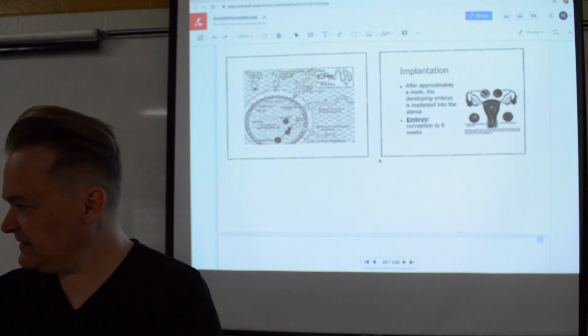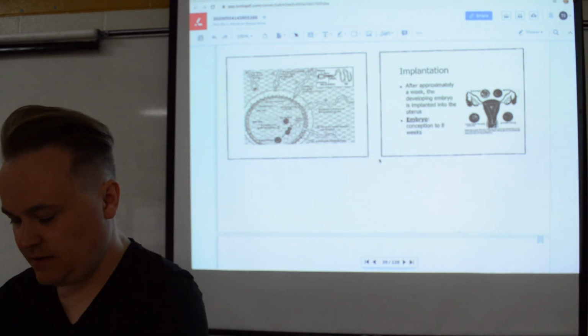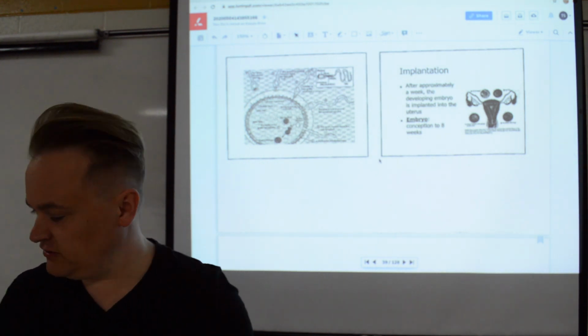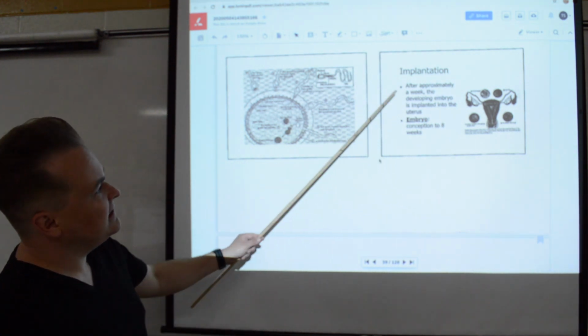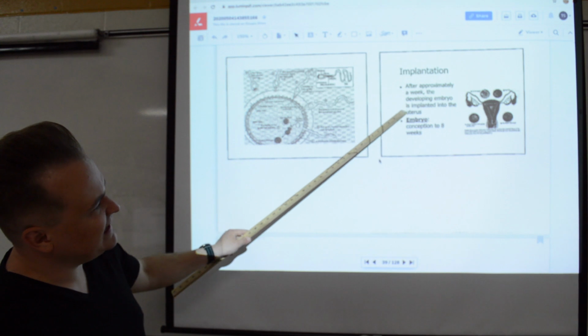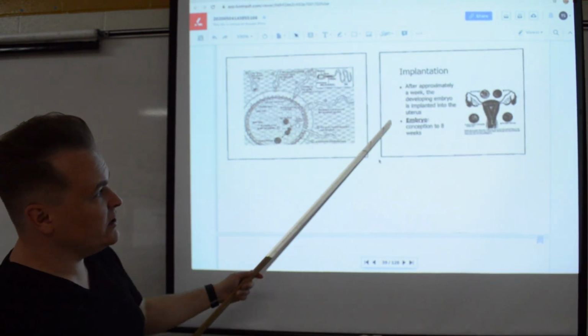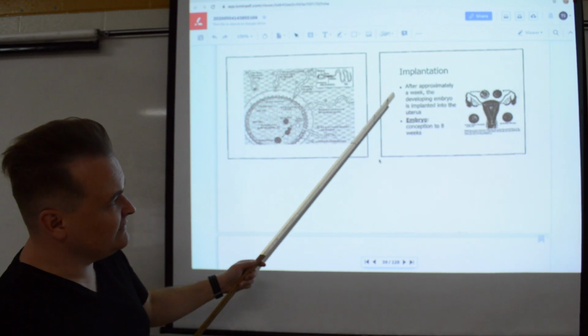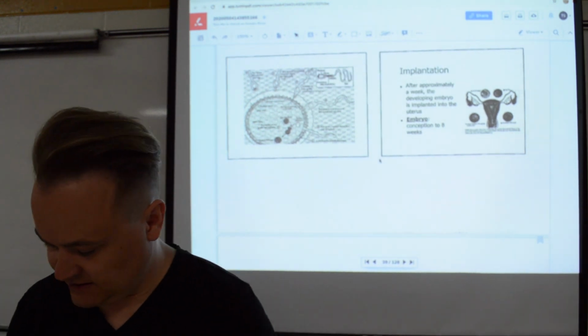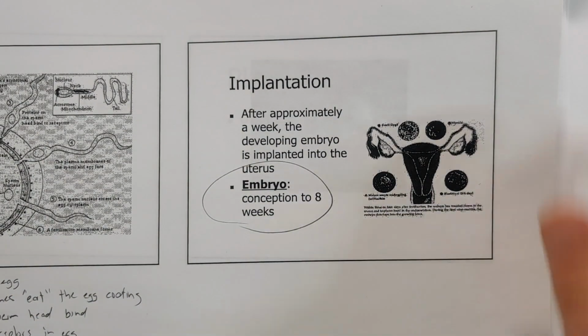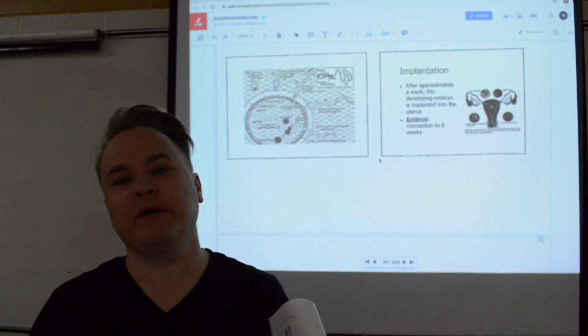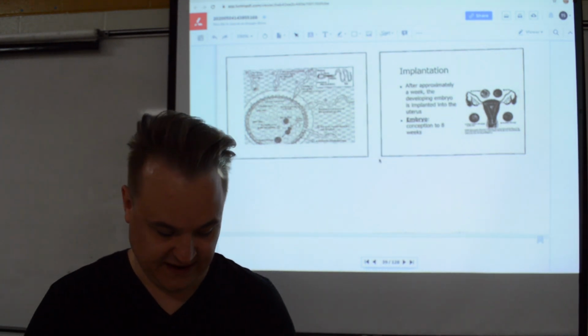Now that it's fertilized, if everything goes well, that egg that is fertilized implants into the uterus. We've talked about that. And an embryo is from when it is conceived to 8 weeks. That's an important term. Now, what do we call it after that? Well, let's take a look.